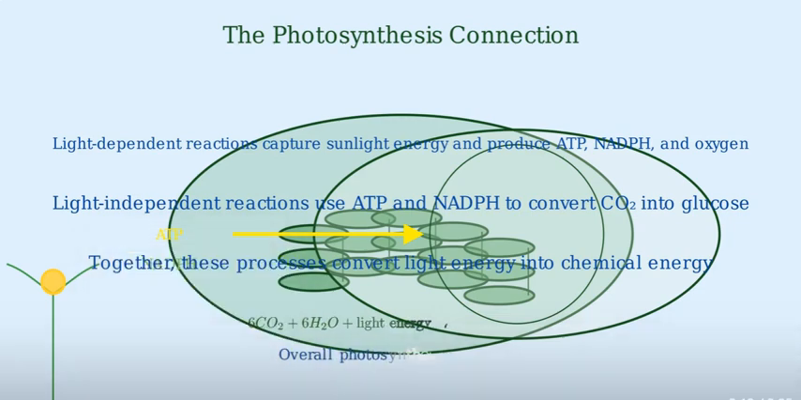This can be summarized in the overall equation of photosynthesis. 6 carbon dioxide molecules plus 6 water molecules plus light energy yields 1 glucose molecule and 6 oxygen molecules.